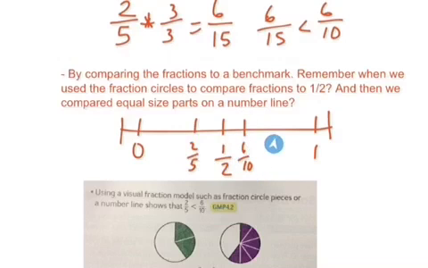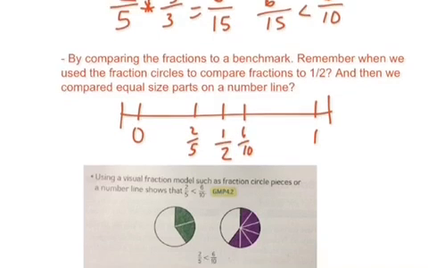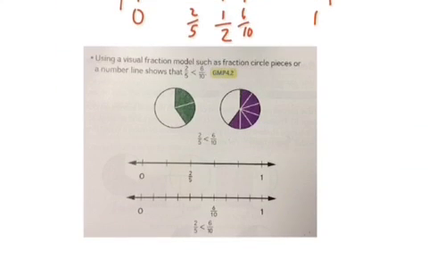So if this one's on this side of the half and this one's on this side, I know this is less than this, right? Here's a visual representation of that as well. Here's if I'm using my fraction circles, and here's if I'm doing it on a number line. See where this lines up to this one? Less than this, right? Okay, there we go.